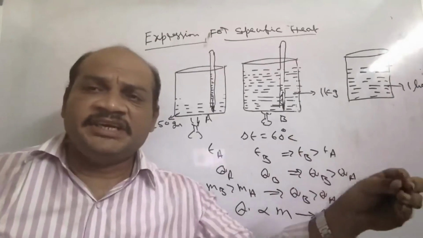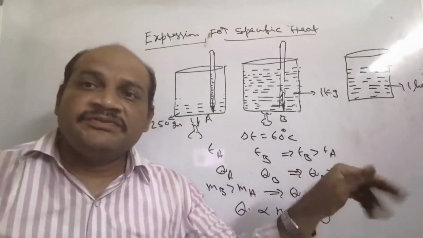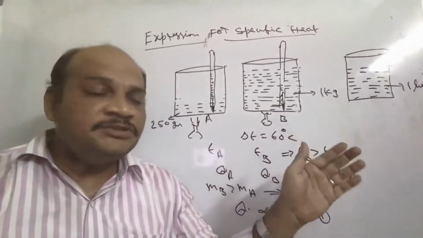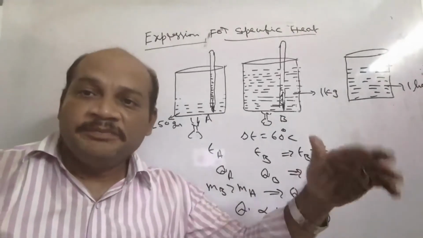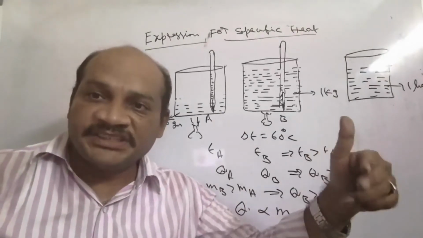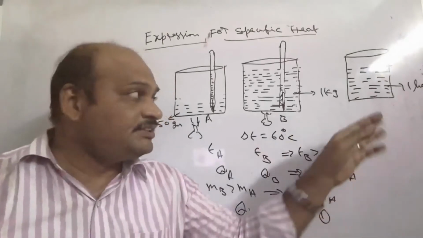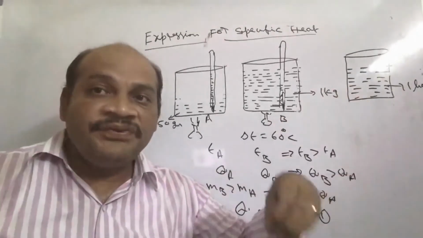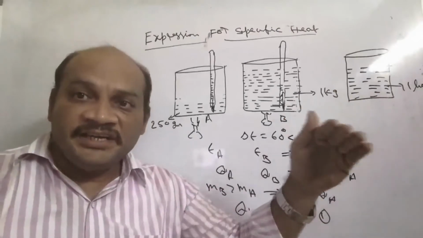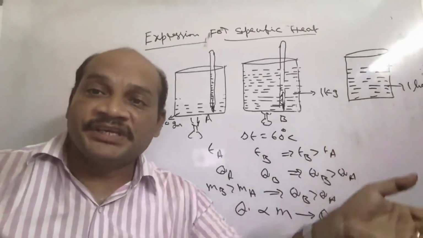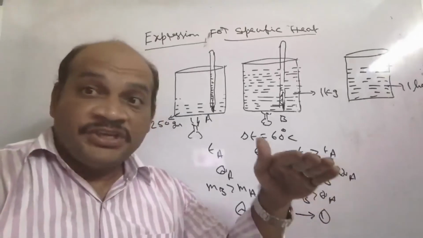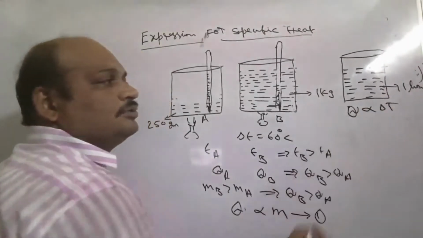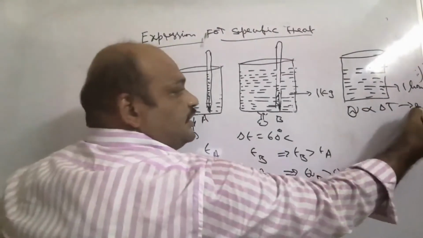For example, initially it is at 30 degrees centigrade. After 2 minutes, 40 degrees centigrade. Again after 2 minutes, 50 degrees centigrade. In this manner, as time goes on, the temperature increases. The change in temperature increases. So as time increases, the amount of heat given to this beaker increases, and relatedly the temperature difference also increases with respect to the initial temperature. So Q is directly proportional to delta T. This is equation number 2.